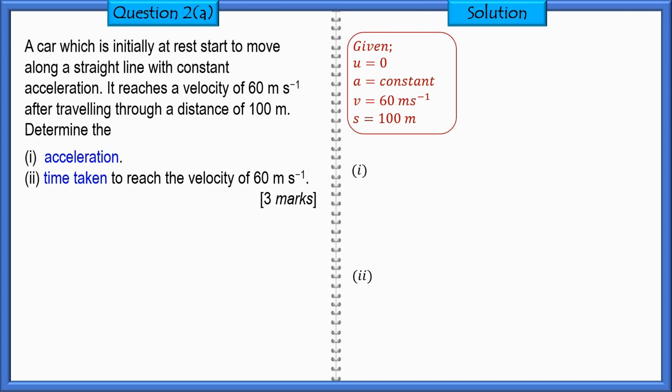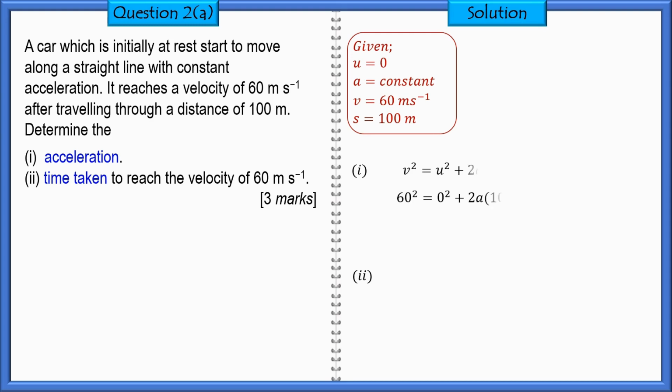It reached a velocity of 60 meters per second. So 60 meters per second is the final velocity after traveling through a distance of 100 meters. So s is equal to 100 meters. You need to determine the acceleration and the time taken to reach the velocity of 60 meters per second.